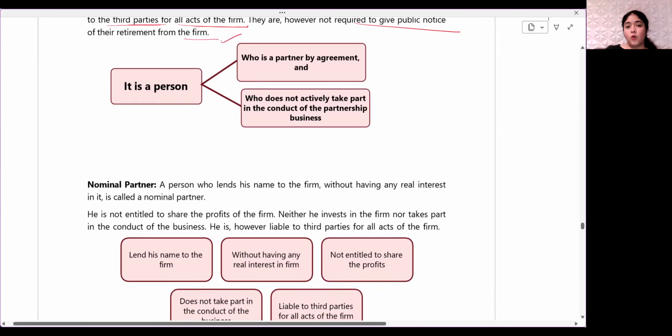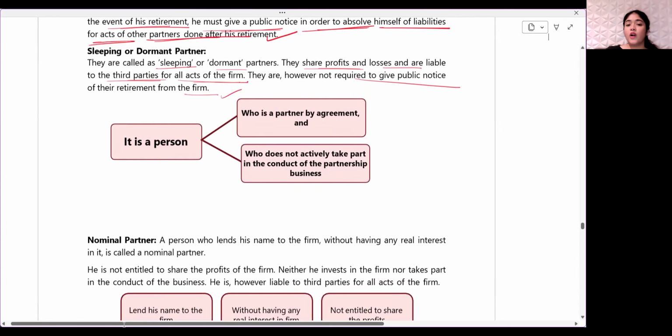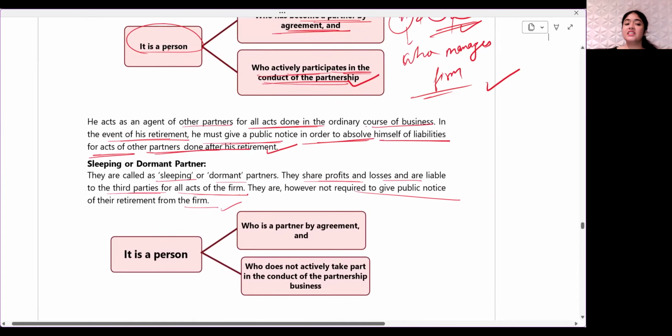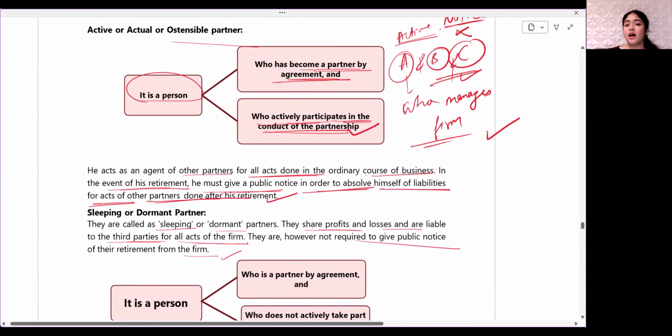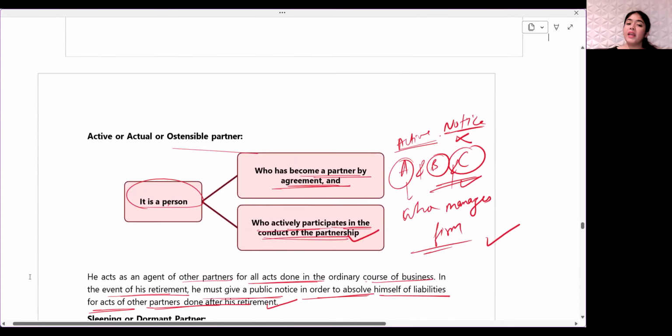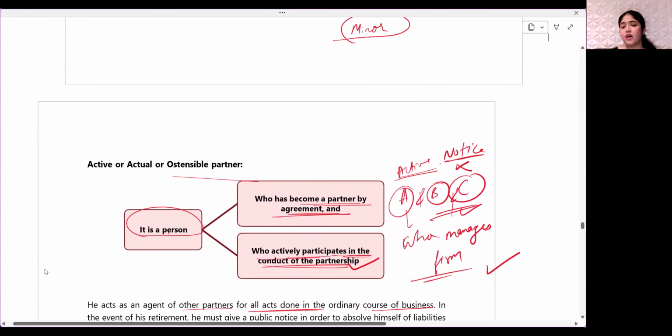He is a partner only by agreement and does not actively take part in the conduct of the partnership business. So this sleeping partner will not be taking part in the conduct of the business. This partner will not make any decisions, will not do any work of the partnership business. That is called your sleeping or dormant partner.